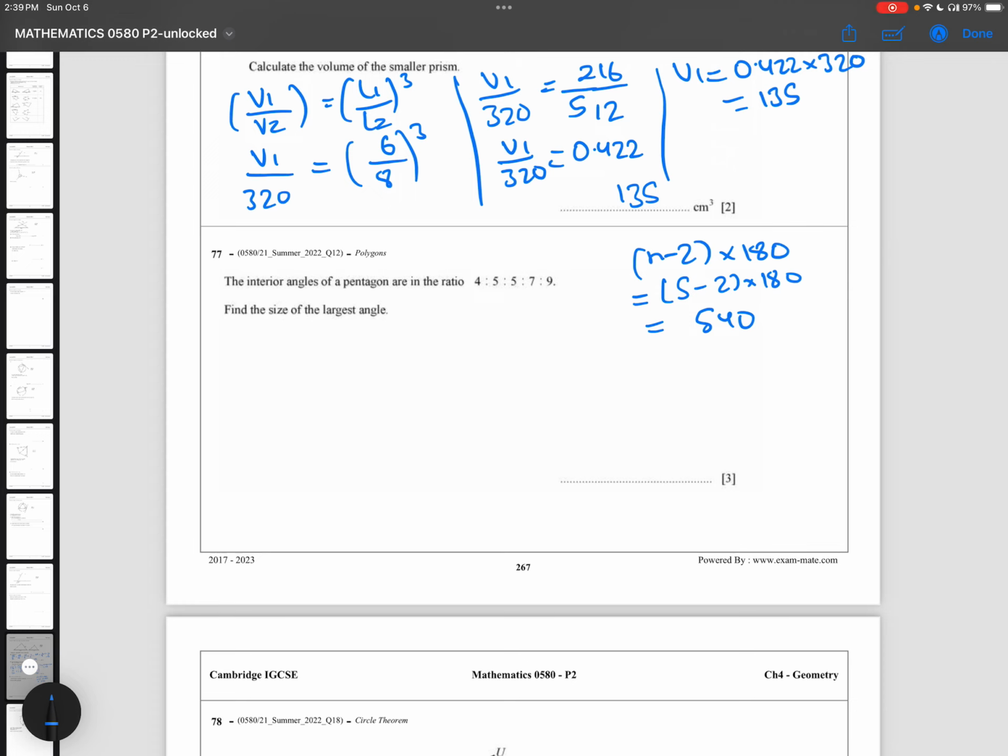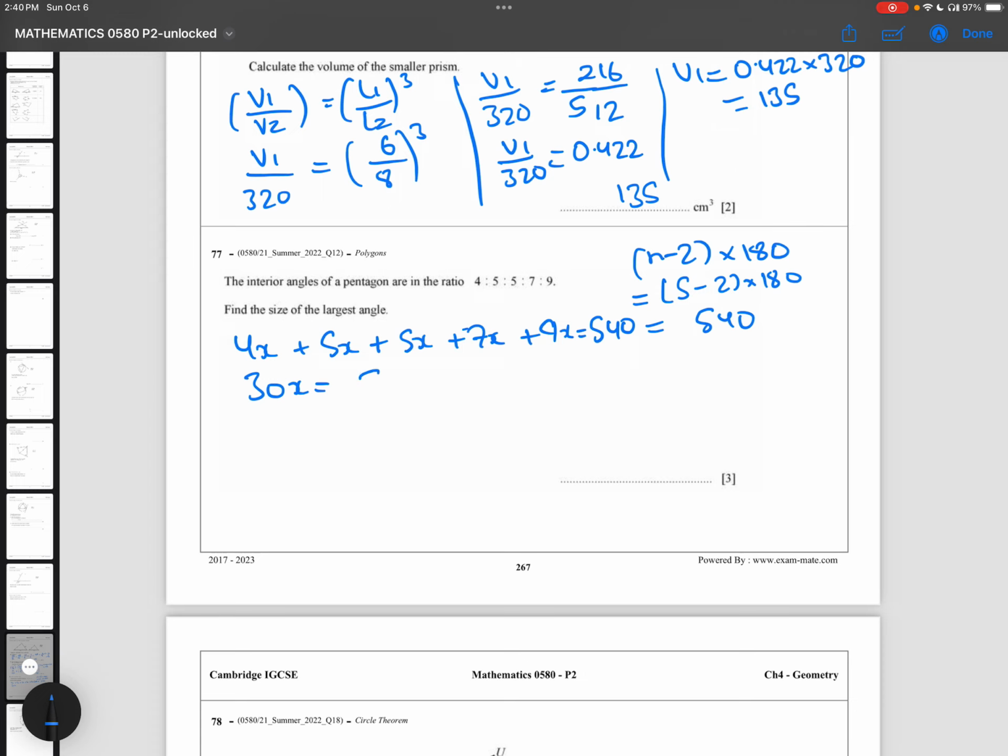I have been given the ratios of the angles 4, 5, 5, 7, 9. I will form the equation now: 4x plus 5x plus 5x plus 7x plus 9x. When I add these five values, I will get the sum of interior angles of a pentagon, and this will be equal to 540. So this sum is 4 plus 5 is 9, 9 plus 5 is 14, 14 plus 7 is 21, 21 plus 9 is 30.